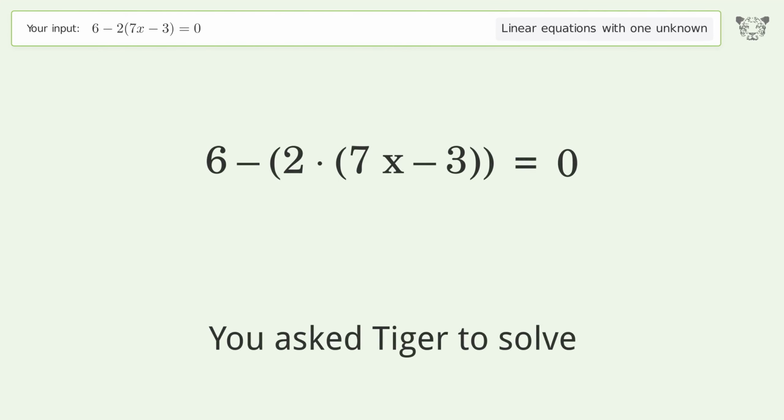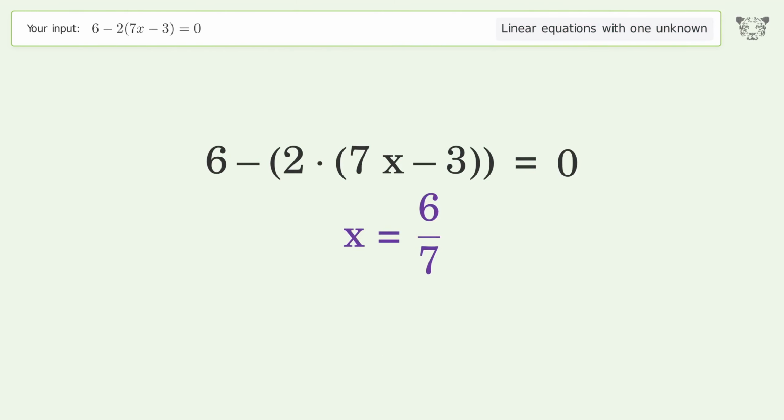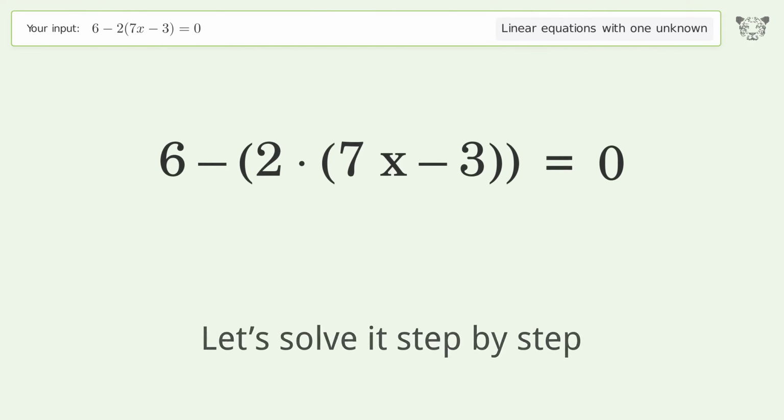You ask Tiger to solve. This deals with linear equations with one unknown. The final result is x equals 6/7. Let's solve it step by step.